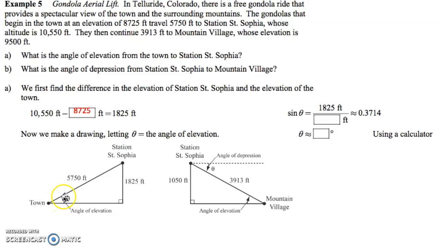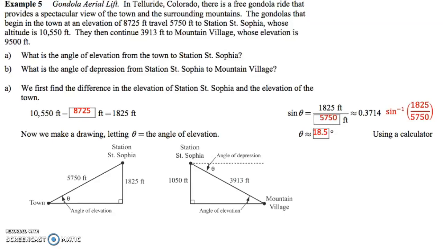Since from the viewpoint of town we know opposite over hypotenuse, we can use the sine inverse to identify that particular angle. So sine inverse of the opposite over hypotenuse, 1825 over 5750, gives us an approximate angle of 18.5 degrees.